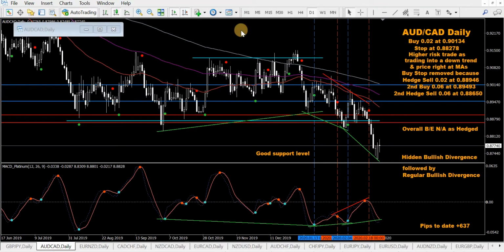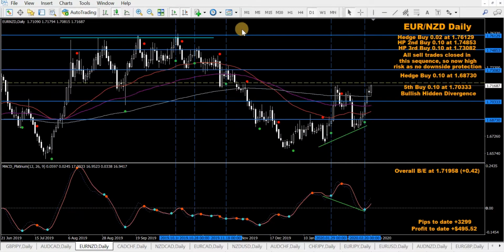Euro New Zealand. It's a pair that's been giving me a bit of grief once it comes up. Here it is. Oh, here we go. That's getting close. So this one's a bit messy. I put myself in a high risk position. I've closed, you can see all buy trades.